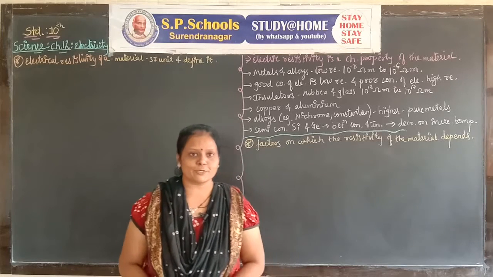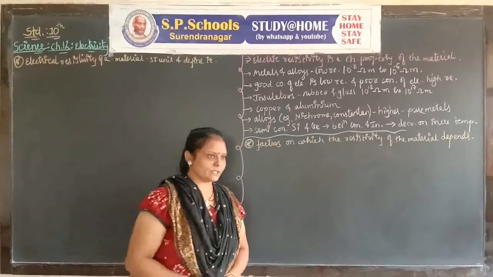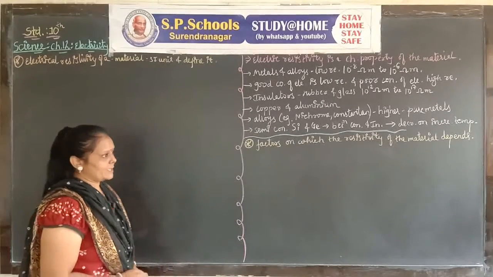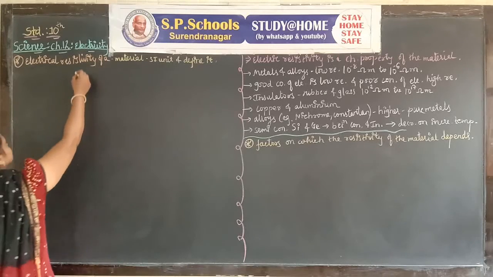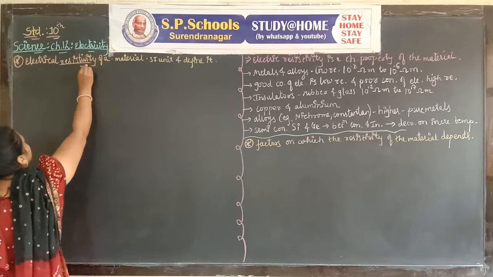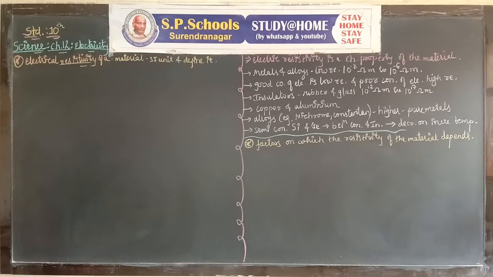Hello friends, in chapter number 12, Electricity, we go through another topic. It is called resistivity. Define the electrical resistivity of a material and state its SI unit.